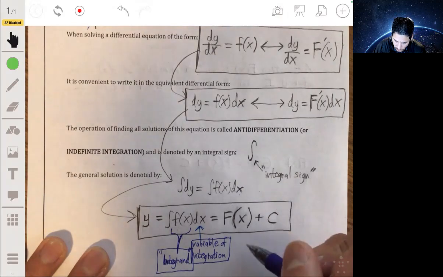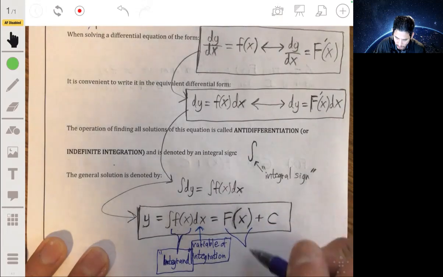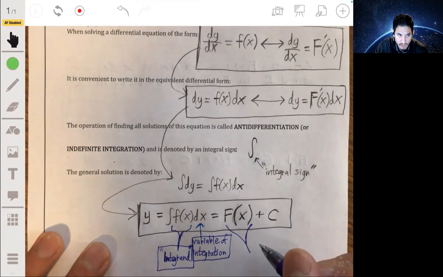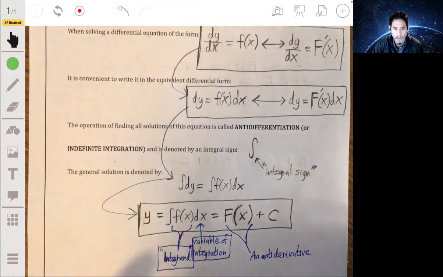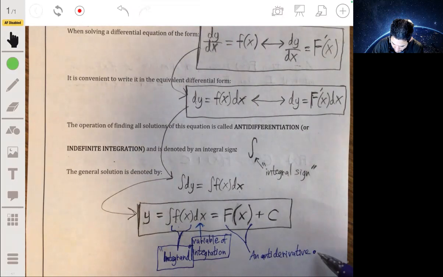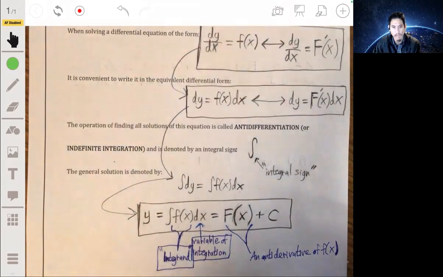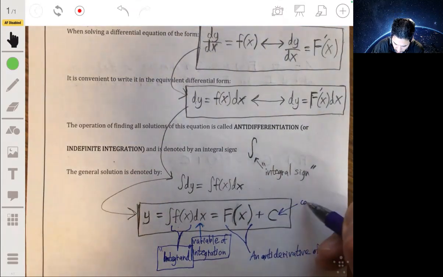And on the right side, this capital F of x, as we learned, is an antiderivative of f of x. And this C is known as our constant of integration.